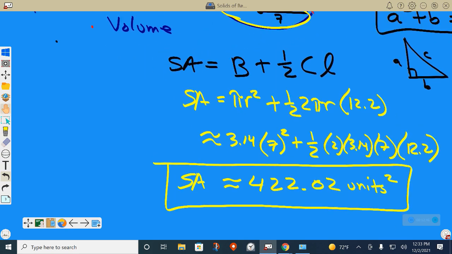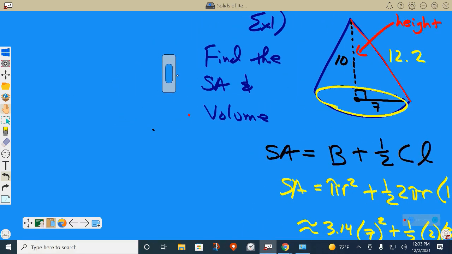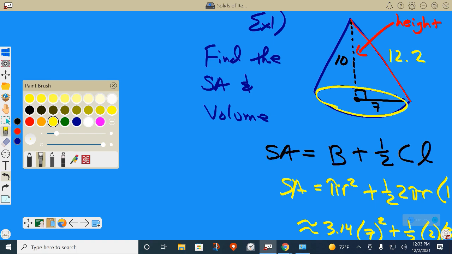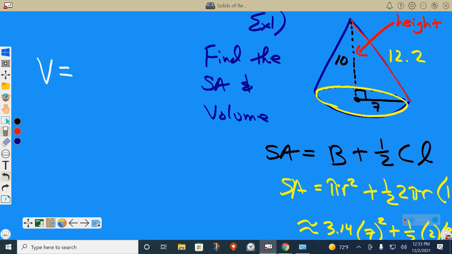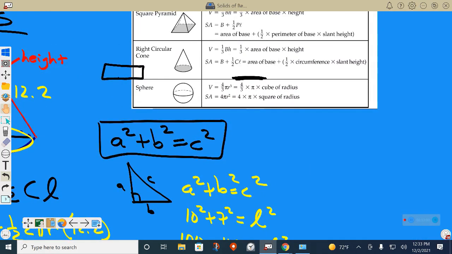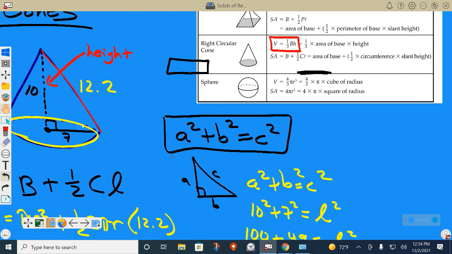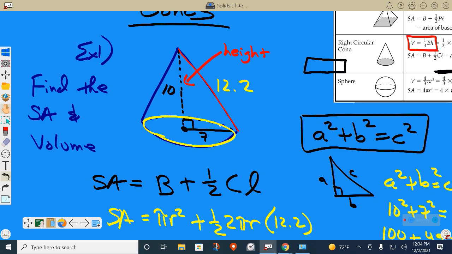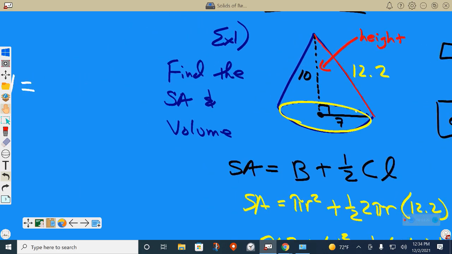Volume time. Volume should be easier, I think. I can't remember the volume formula. Let's see, where are you at, volume? There we are. Right here. 1/3 area of the base times height, not a big deal. So notice the volume, we don't deal with the slant height. The slant height is only dealt with when you're doing surface area. The height is dealt with volume. In other words, I'm gonna deal with 10 for the volume.